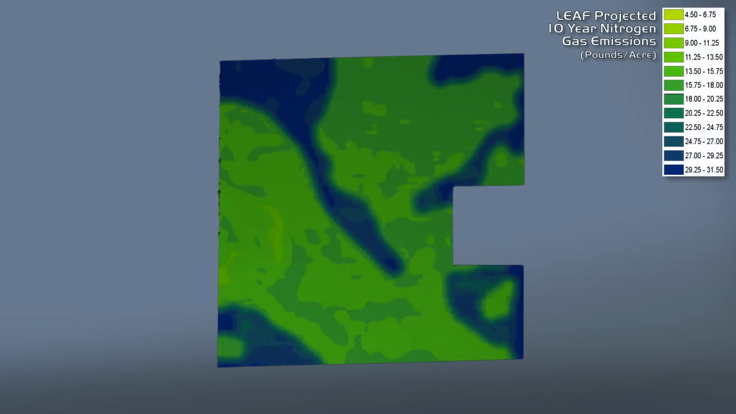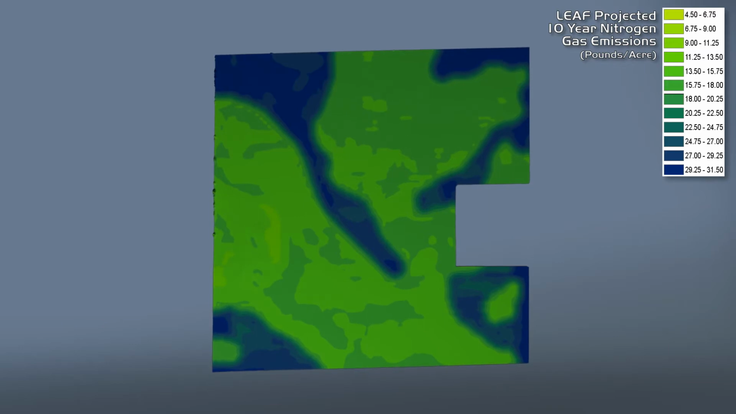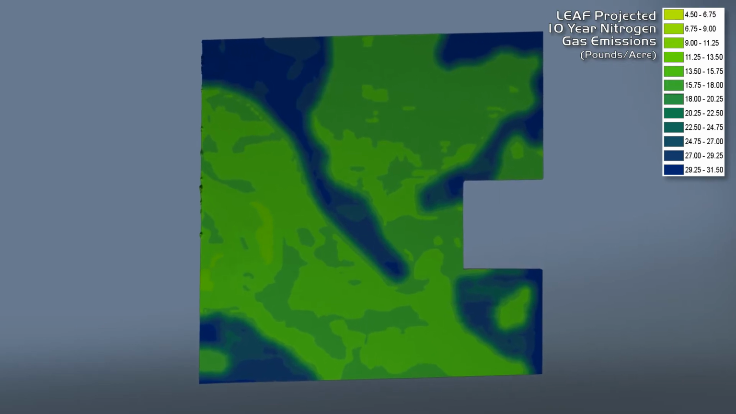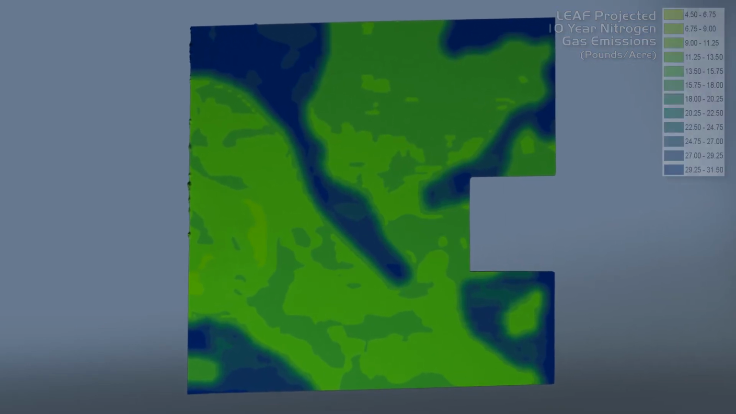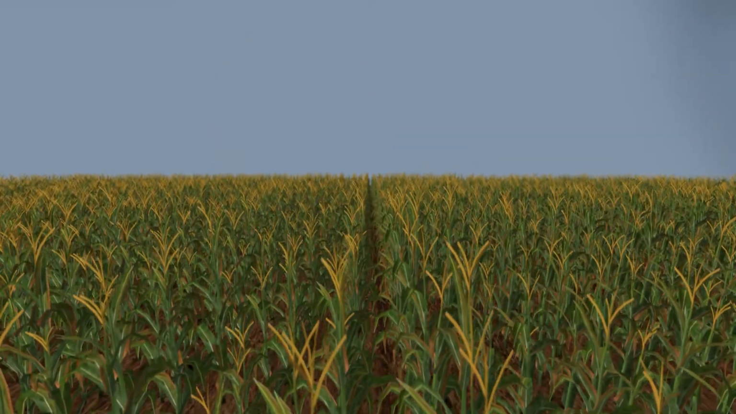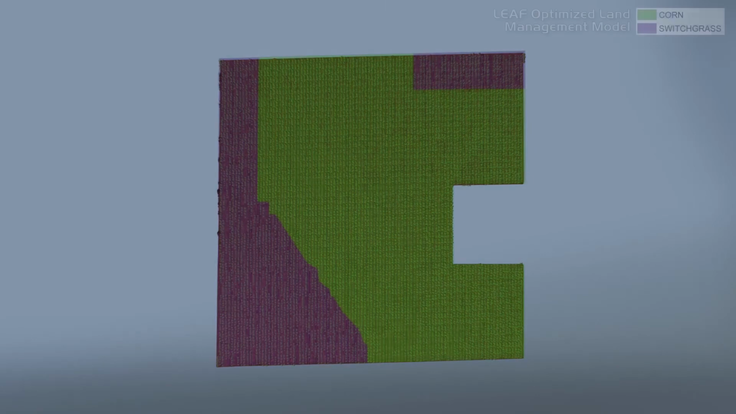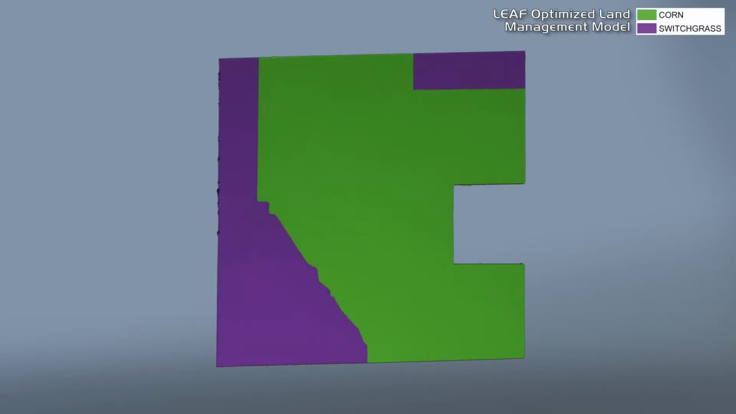a situation we clearly want to avoid. Finally, this graphic illustrates the LEAF calculated nitrogen gas emissions from the field, which typically have the greatest greenhouse gas impact from the life cycle of agricultural production. Because we have assembled these data sets and integrated these dynamic models, we can more holistically understand what is happening in this field than could previously be done. Now we can analyze and design a more productive and better performing land management plan to improve the soil and better use it.